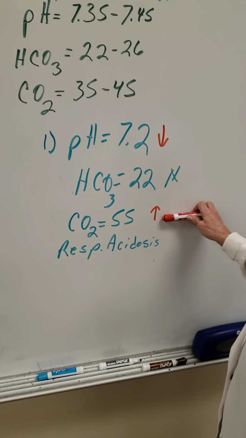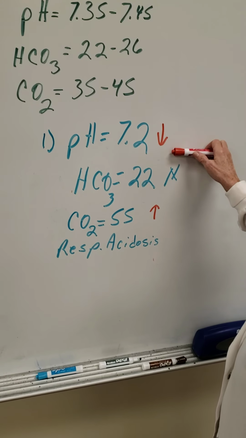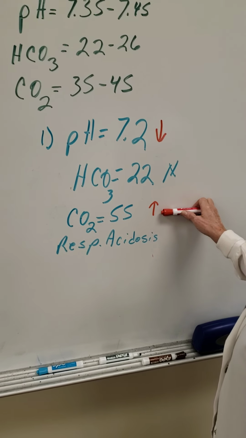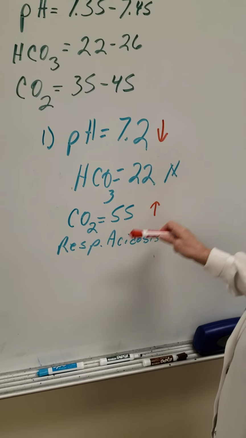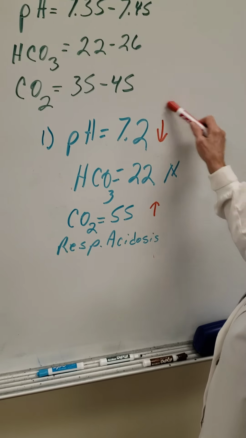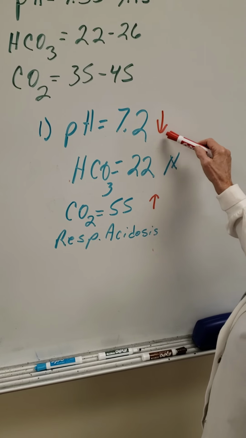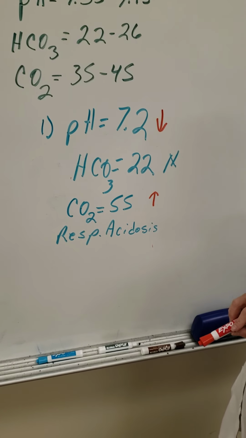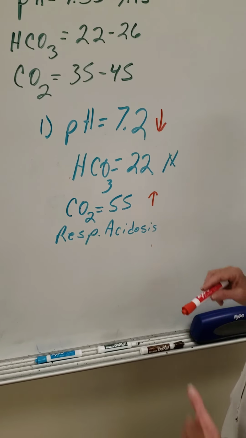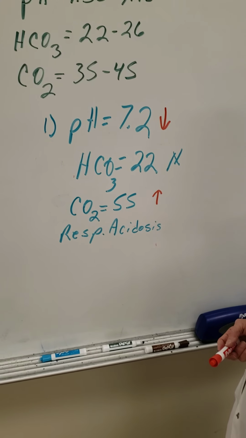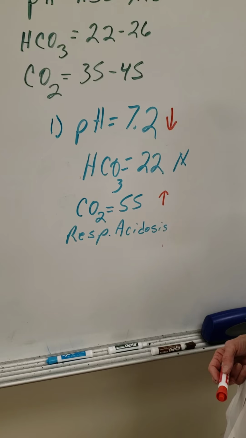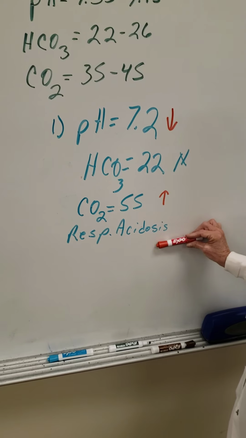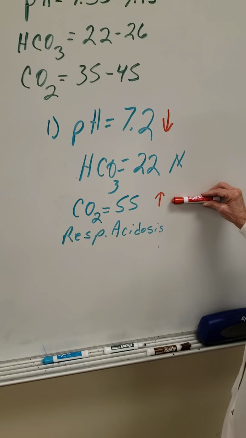Our arrows are going opposite. The pH is going down, but the respiratory component, the CO2, is going up. Respiratory is opposite. So this is respiratory acidosis. Again, it's acidosis because the pH is going down. CO2 is actually an acid. A good example of this is your COPD patient. They retain CO2 and they are in a constant state of respiratory acidosis. Their pH is low. Their CO2 level is elevated. Respiratory acidosis, your arrows are opposite.